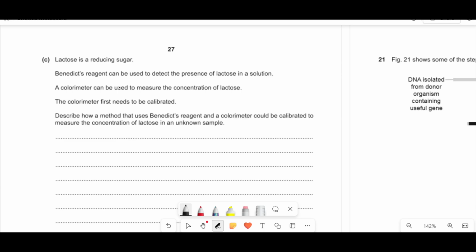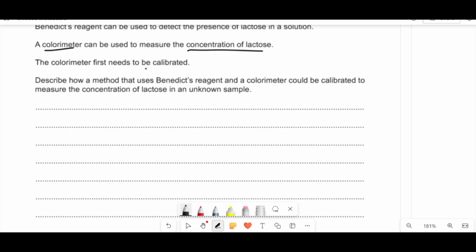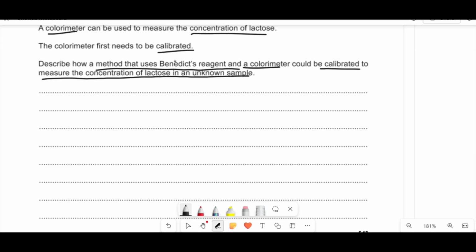So lactose is a reducing sugar. Benedict's reagent can be used to determine the presence of lactose in a solution. A colorimeter can measure the concentration of lactose. The first needs to be calibrated. Describe a method that can be used to calibrate a colorimeter to measure the concentration of lactose in an unknown sample. So we're going to use this colorimeter and try to figure out how to get concentrations of a mysterious sample.